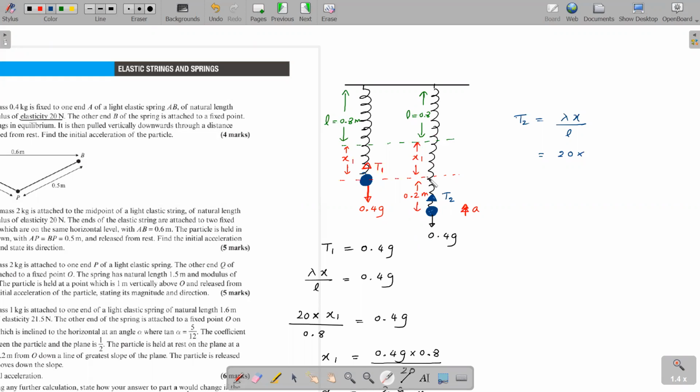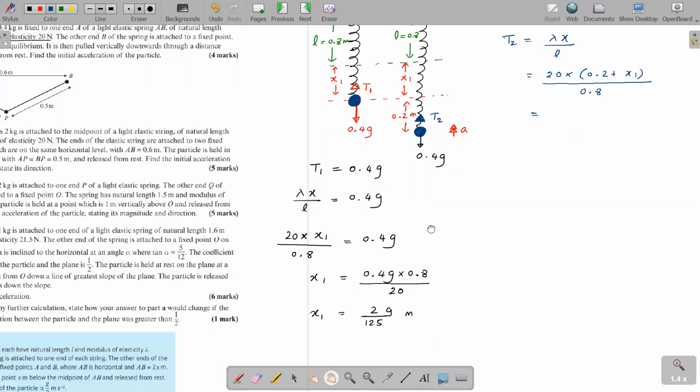How much is it? Is it just the 0.2? No, it's 0.2 plus this x1. Both of them are contributing to the extension. So 0.2 plus the x1 value, which we found previously, divided by natural length 0.8. Guys, do you agree? All right, shall we just simplify 20 over 0.8 to make things easier, because we got x1 in terms of g.